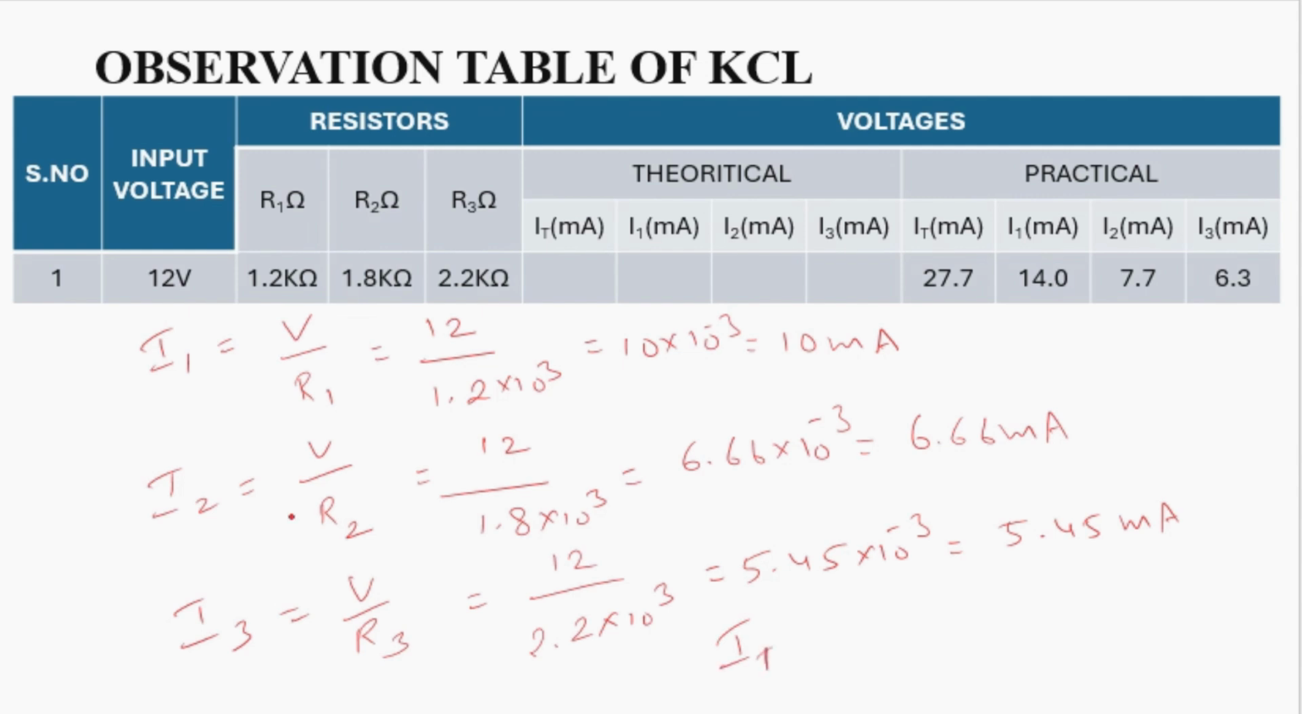Total current IT is equal to I1 plus I2 plus I3, which is equal to 10 plus 6.66 plus 5.45, which is equal to 22.12 milliamperes.